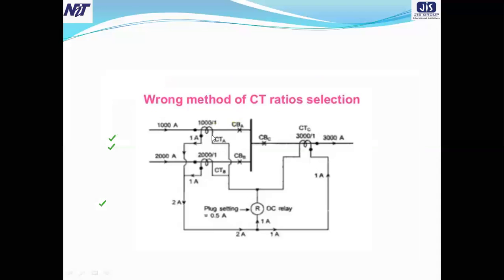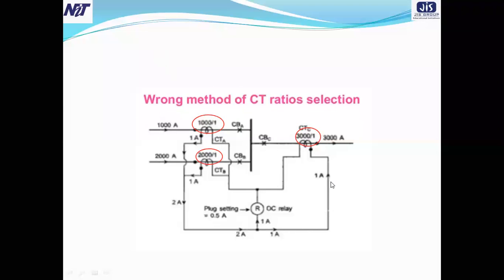Now here, if you follow this figure, you can find a wrong method of CT ratio selection. Why is this called the wrong method? Because you will find that here the ratio is 1000 by 1, here 3000 by 1, here 2000 by 1. Okay, circuit breaker. So the current entering is 1000 and the output current is 3000 ampere. So here the value of the CT ratio is not the same in all the areas.